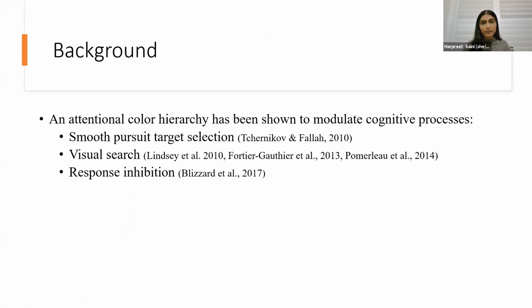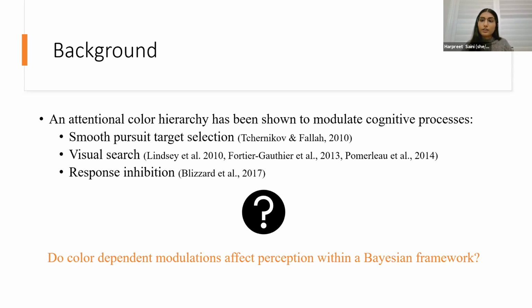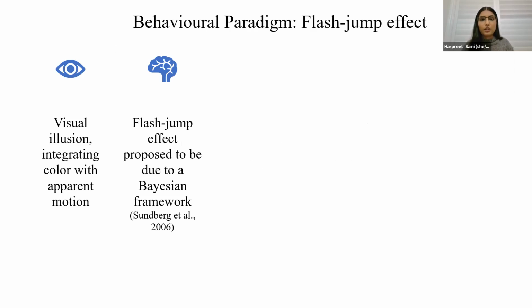However, these color effects have been found for later stage decision-making processes. But in our study, we wanted to investigate whether color-dependent modulations also affect lower-level perceptual processes, such as feature integration within a Bayesian framework. To test this, we use the flash jump paradigm, which is a visual illusion that integrates apparent motion with color. This perceptual misbinding is proposed to be due to a Bayesian framework.